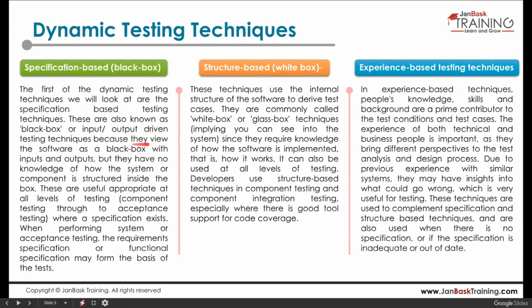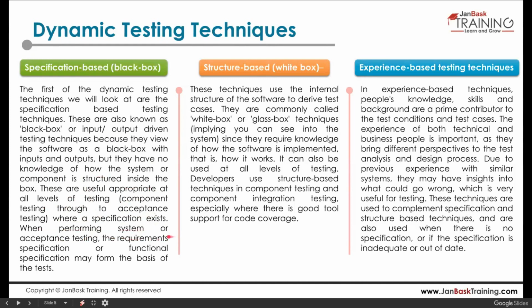Because they view the software as a black box with input and output, but they have no knowledge of how the system component is structured inside the box. Yes, we have already seen this. These are useful, appropriate at all levels of testing, component testing through to acceptance testing, where a specification exists. So wherever you find a specification, a guideline, a requirement, right? There you can implement these black box testing techniques, be it at unit level or the acceptance level.